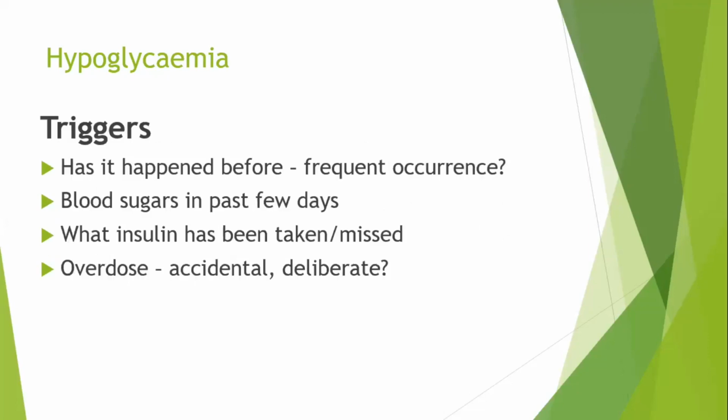So the triggers: has it happened before? Is it frequent? Their blood sugars over the last few days, have they been missing their insulin dosages? And most commonly, is it accidental or is it deliberate? Because some people sometimes do this deliberately as a way to try and commit suicide. So it's always good to risk assess this whenever you have the situation.